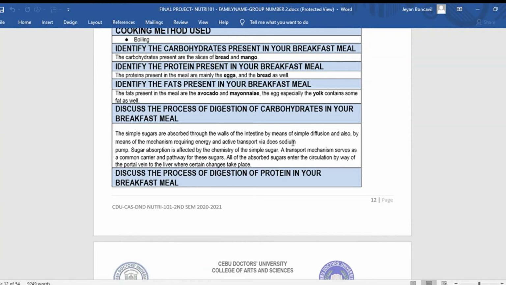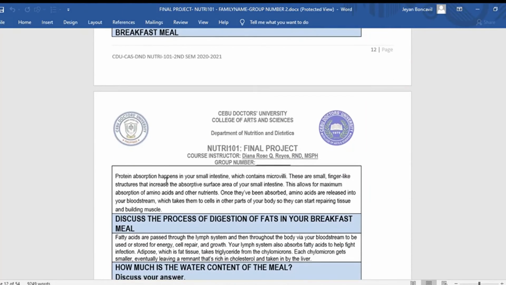So for the process of digestion of protein, absorption happens in your small intestine, which contains microvilli. These are small finger-like structures that increase the absorptive surface area of your small intestine. This allows for maximum absorption of amino acids and other nutrients. Once they have been absorbed, amino acids are released into your bloodstream, which takes them to cells in other parts of your body so they can start repairing tissue and building muscle.